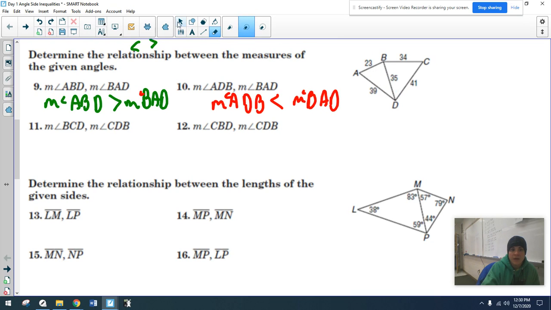So pause me and try the next one. I got BCD, that's this one, and I'm going to compare it to CDB. So CDB is that one. So for the blue one, this angle C right here is across from 35, and this angle D is across from 34. So this first angle is bigger. So the blue angle, which is BCD, is going to be greater than the other one because its opposite side is greater than this opposite side. That's how it works every single time.